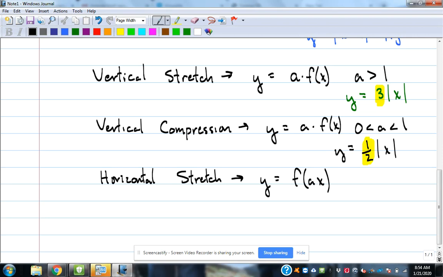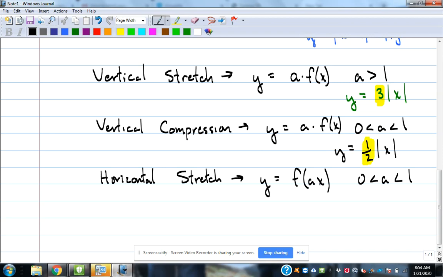It's going to get it wider, right? It's going to look kind of like it did when we did a vertical compression. So when a vertical compression, our numbers had to be between 0 and 1. Same thing with the horizontal compression or horizontal stretch.